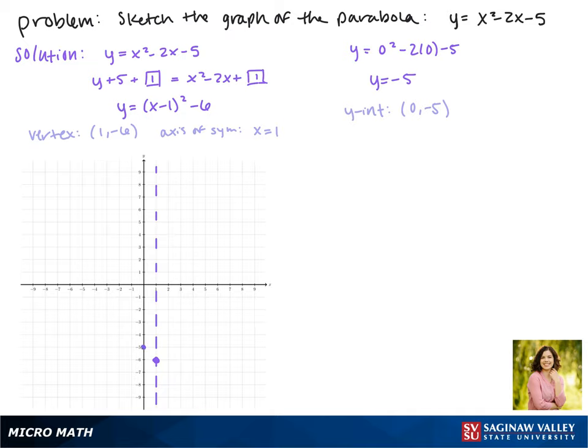Here it is on our graph, and we can see from the axis of symmetry that the point (2, negative 5) will also be on our parabola.